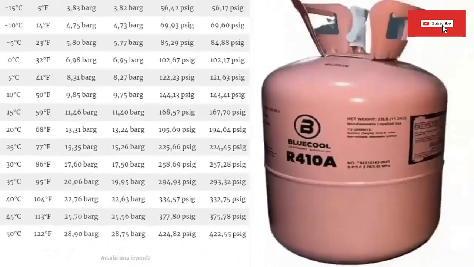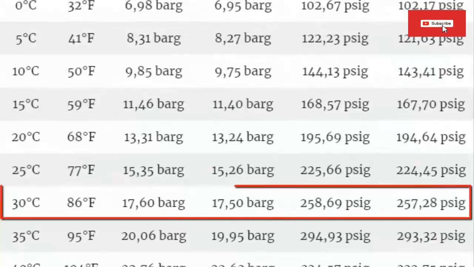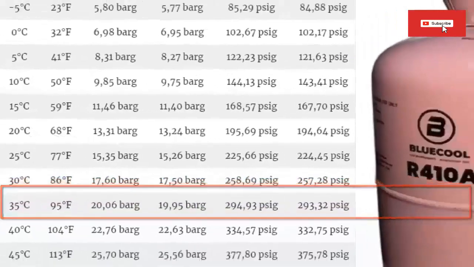When it is necessary to know the pressure of the equipment when it is turned off with the value of the outside temperature, the pressure value is searched in the table. In this way, for 30 degrees Celsius or 86 degrees Fahrenheit, according to the table, the equipment pressure at rest is 17.50 bar or 257.28 psi.